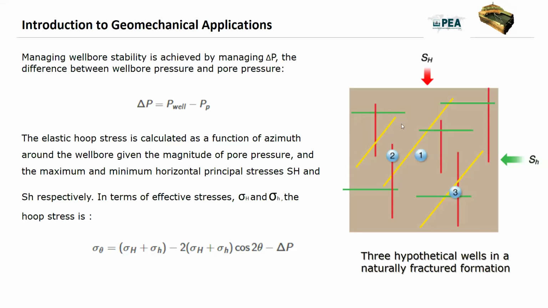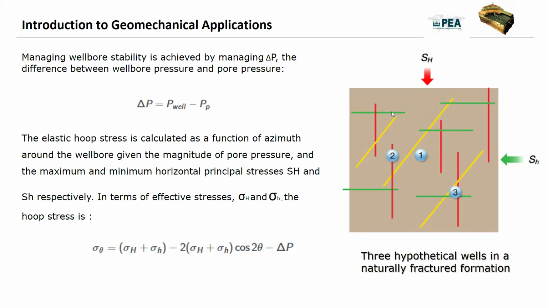So here we'll look at some hypothetical wells in naturally fractured formations. We can imagine that we have three wells drilled in naturally fractured sets: wells one, two, and three. In some intervals of these wells, there is no stable window and rock failure is unavoidable. Wellbore stability is achieved by managing the delta P, meaning the pressure of the well minus the pressure of the formation, or the pore pressure.